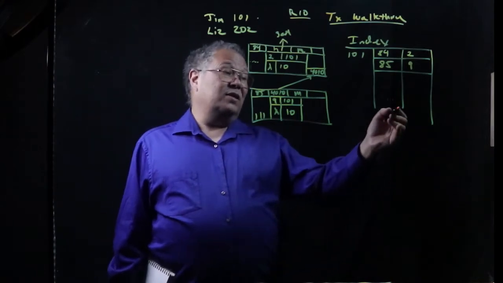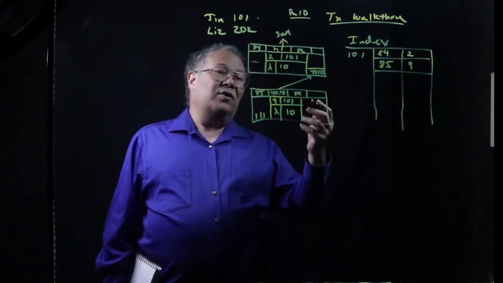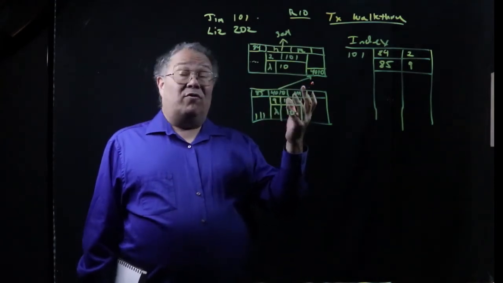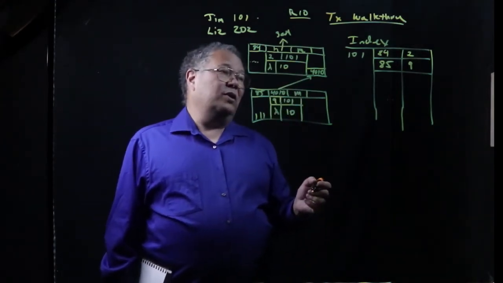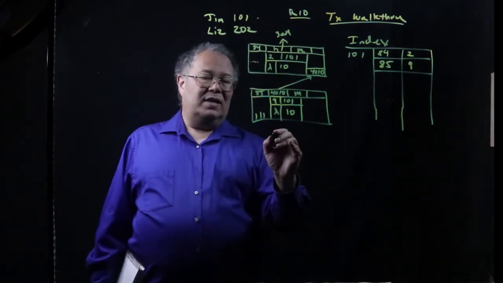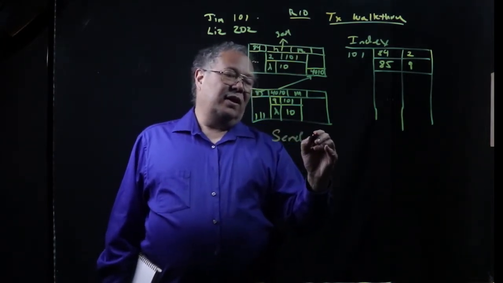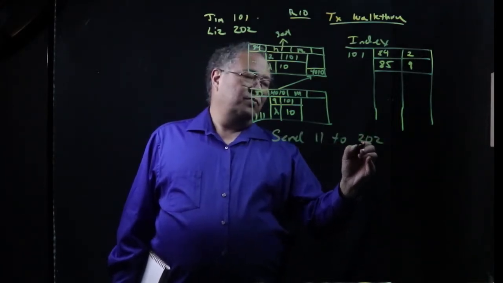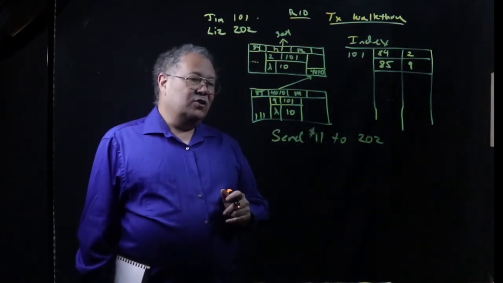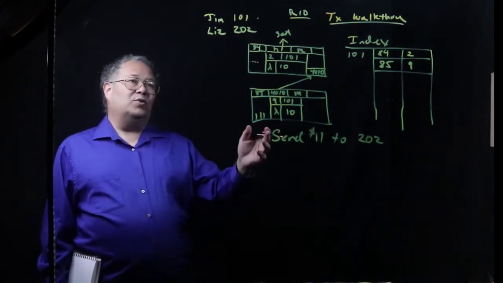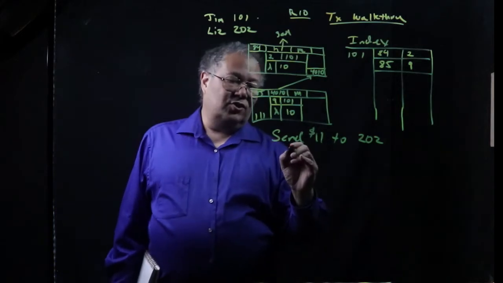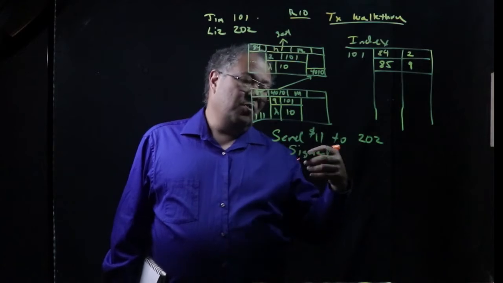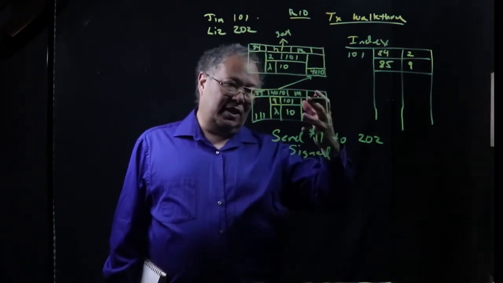Now we could keep other things in the index, but there's other information that might be associated with each one of these. Like we might want to have a memo field. The memo fields turn out to be really useful. But let's say that he says send 11 to 202. Okay? So he's going to take $11 and send that to Liz's account. And to do this, he's going to have to sign it with his private key. His public key is on chain.